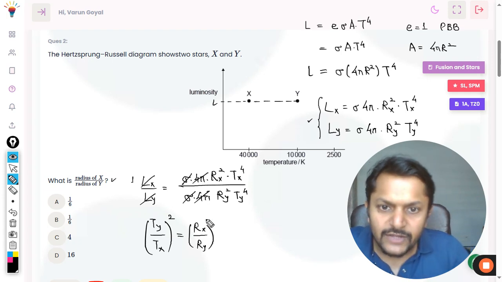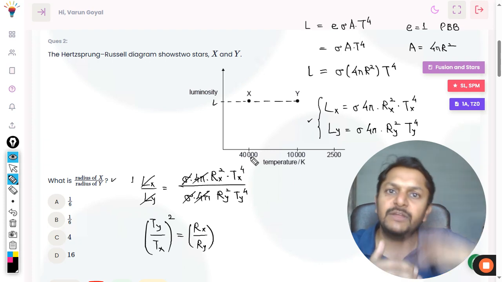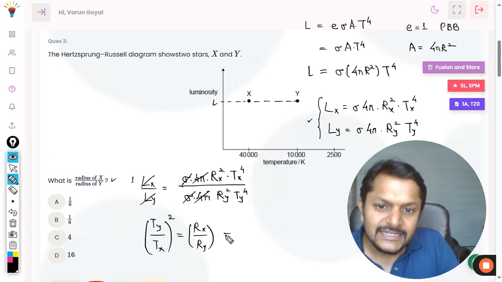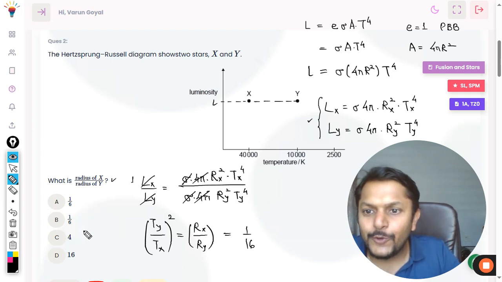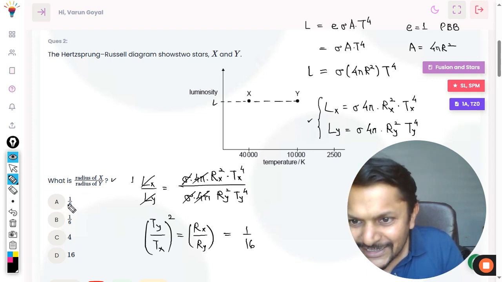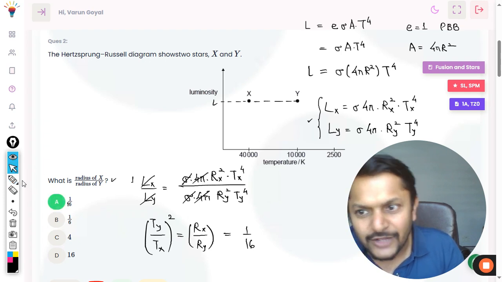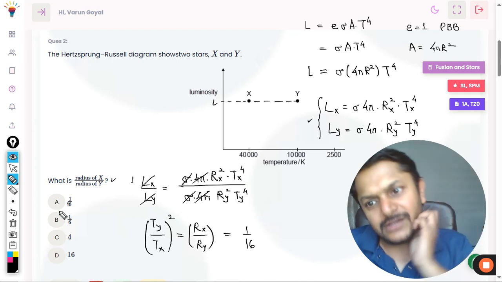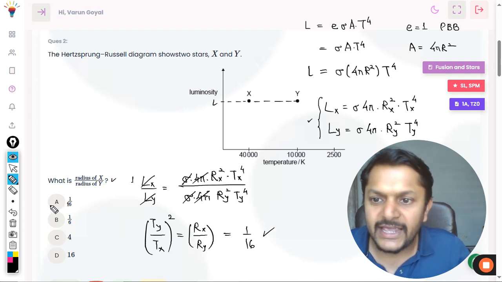Now we are going to plug in the values. Temperature of Y is 10,000 and temperature of X is 40,000. 10,000 divided by 40,000 is 1 by 4. So 1 by 4 squared is 1 by 16. There is a bit of a typing error here, I'm sorry for this. It should be 1 by 16, and the answer, yes, will be 1 by 16. There is a bit of a typing error in this question, but anyway, this becomes 1 by 16 and A is the correct answer.